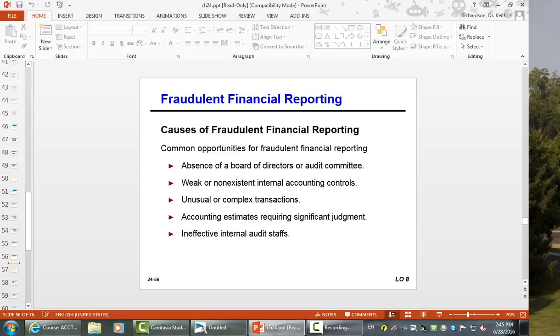Weak or non-existent internal accounting controls. You don't have internal controls to do accounting. You have internal controls to have a profitable business. I want people to deliver to my customers what they ordered for the price that we agreed to. I want them to charge them the right prices. I want it to get there on time. I want it to be quality. I want everything to work.